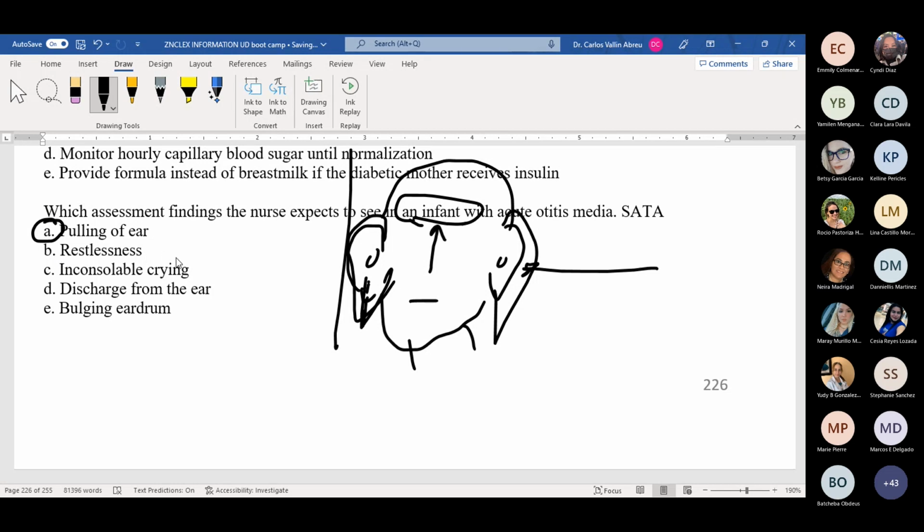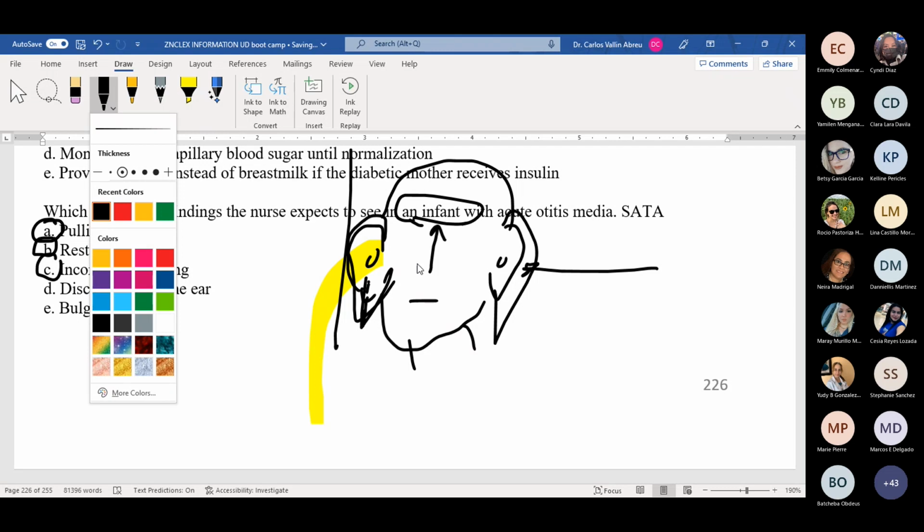Restlessness, yes or no? Yes, we said yes, of course. Inconsolable crying? Yes. It hurts. Discharge from the ear? Okay, you see discharge coming from the ear. Yo creo que sí. Why do you believe that yes?